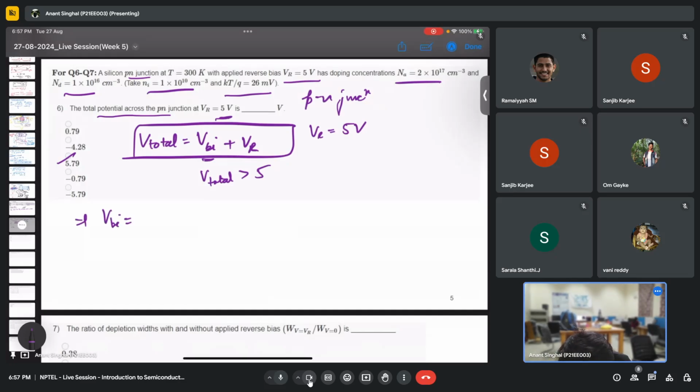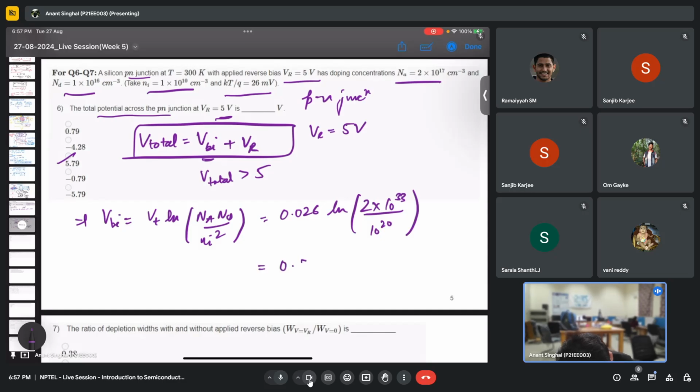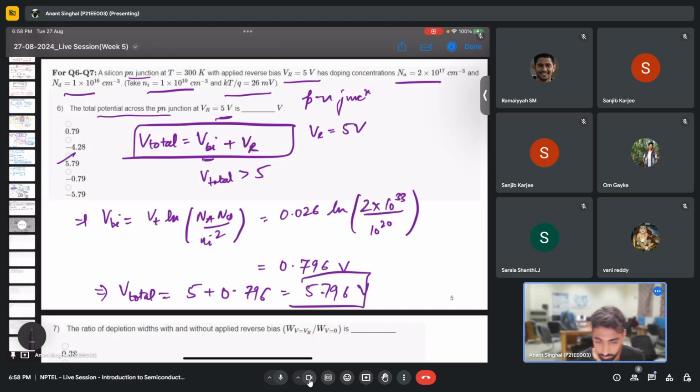So VBI will be VT ln of NA times ND by NI squared for the PN junction. So you can go for 0.026 ln of NA times ND, which is 10 to the 17 times 10 to the 16, that is 10 to the 33, divided by NI squared, which is 10 to the 20. So this will come out to be around 0.796 volts and the V total will be nothing but 5 plus 0.796, which is 5.796 volts. So option C will be the correct answer. I hope it is clear.